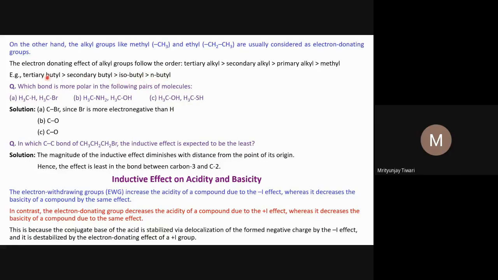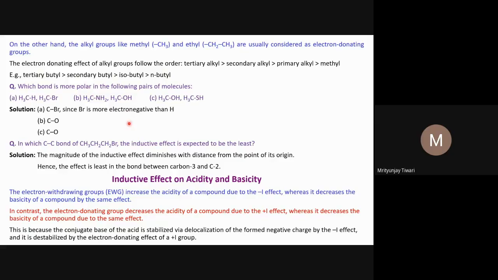What is tertiary butyl? The carbon atom is attached to three methyl groups and one bond which will be attached to the carbon chain. So in the tertiary butyl group, there is a carbon, then one methyl group, another methyl group on this side, another methyl group on this side, and one bond that can be linked to a carbon chain or the main chain.